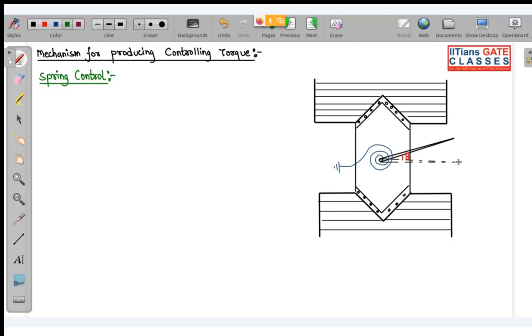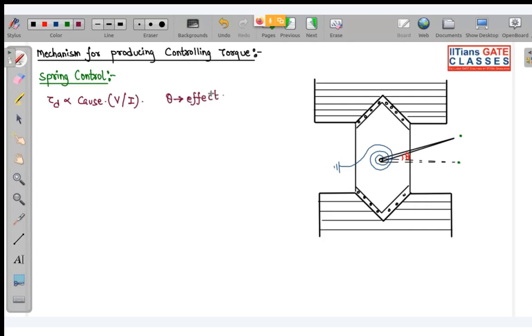Sorry. So this is the mean position of the needle. And this is the equivalent position of the needle, showing an equivalent amount of either current or voltage. Here in this case, your controlling torque is provided by the spring. The deflecting torque is actually due to the cause, which can be either voltage or current, due to which we get this theta deflection.